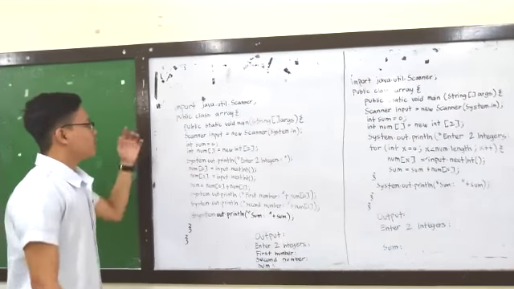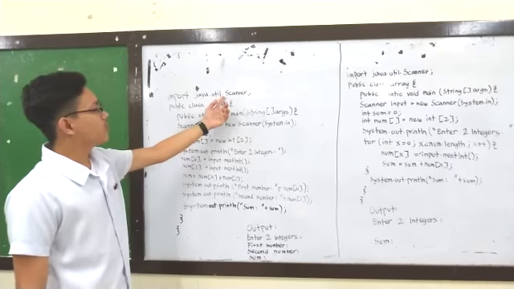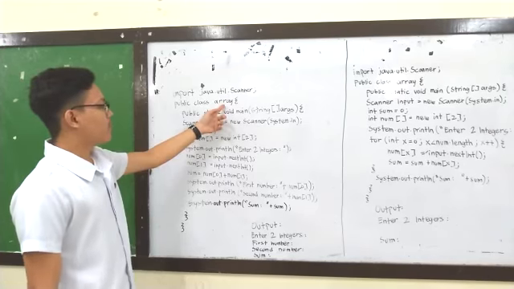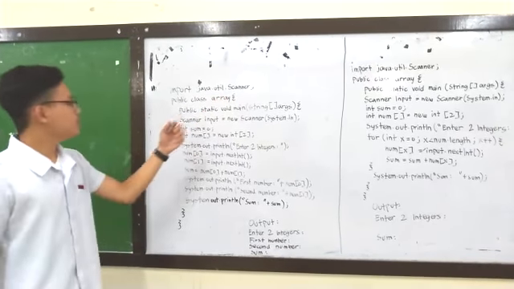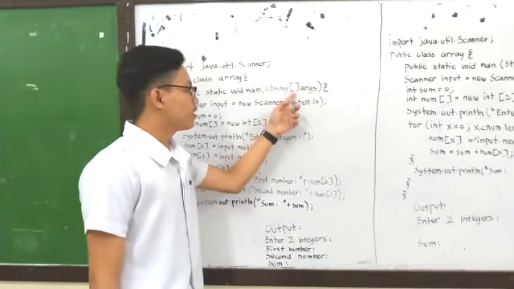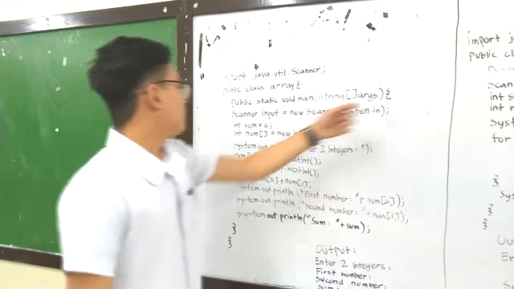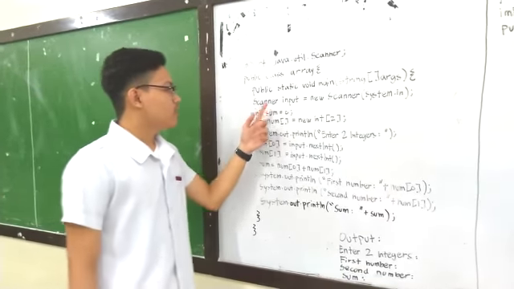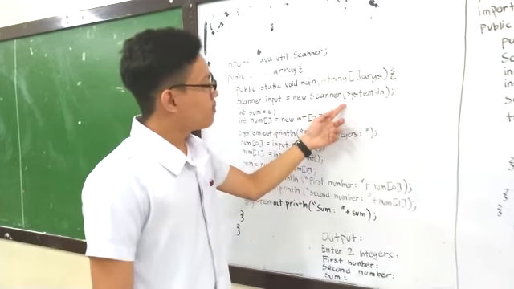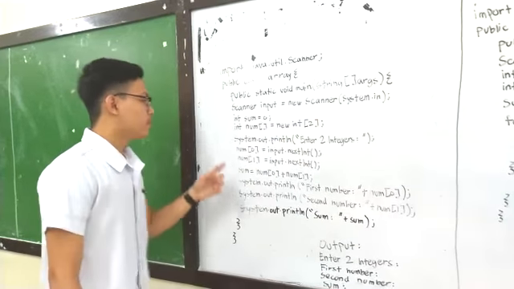Ang una po sa method, import java.util.Scanner, then semicolon. Public class Array, ito po yung pangalan ng file name, then open curly braces. Public static void main, open parenthesis, String, open and close bracket, args, then close parenthesis, then open curly braces. Scanner input, ito po yung variable, equals new Scanner, open parenthesis, System.in, close parenthesis, then semicolon.